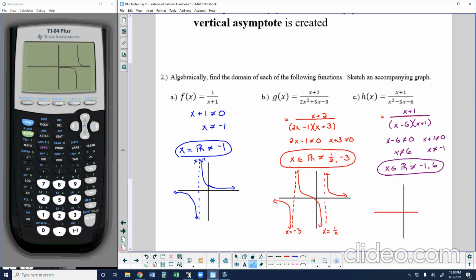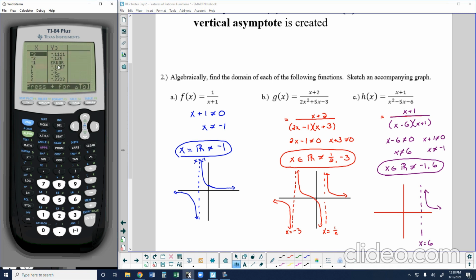Again, this one kind of threw us for a loop, something that we didn't quite expect to happen. We thought that because there were two restrictions on the domain, like the previous one, there'd be two asymptotes. But in this case, there's only one asymptote. Now, what may occur at x equals negative 1? Well, let's take a look at the table. X equals negative 1 still does not show up as a value on the graph. So x equals 6 shows up as error because it's not part of the domain. X equals negative 1 shows up as error because it's not part of the domain. However, we don't see an asymptote there.